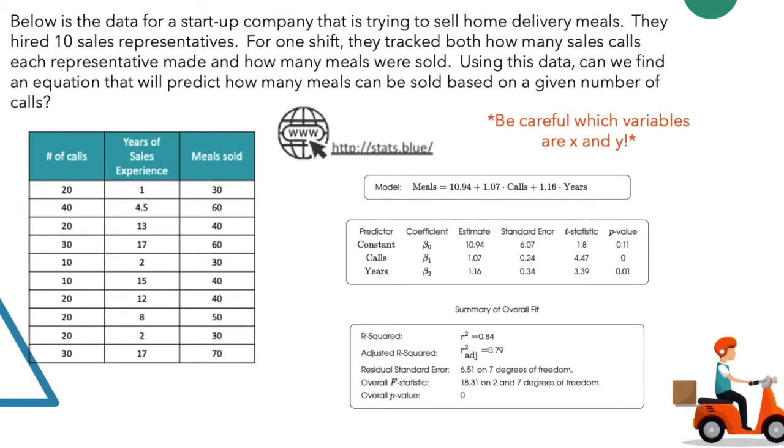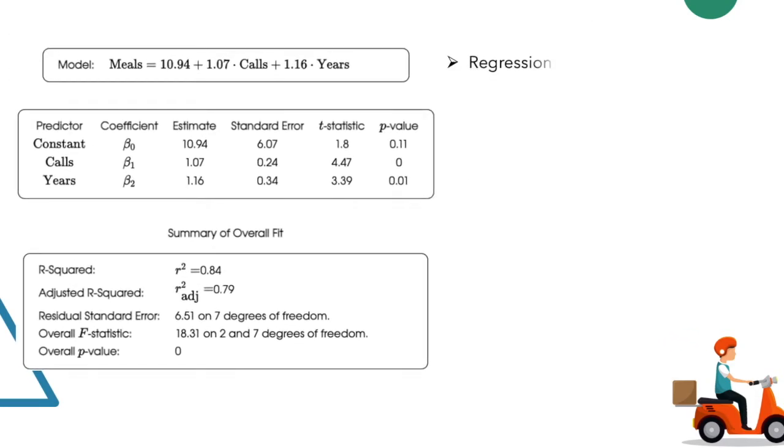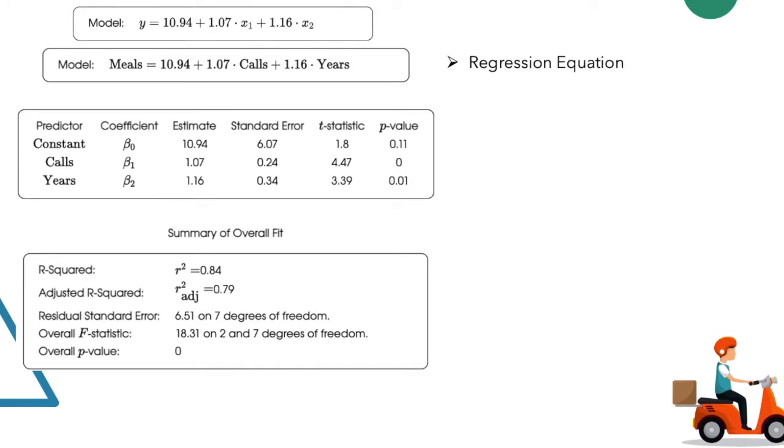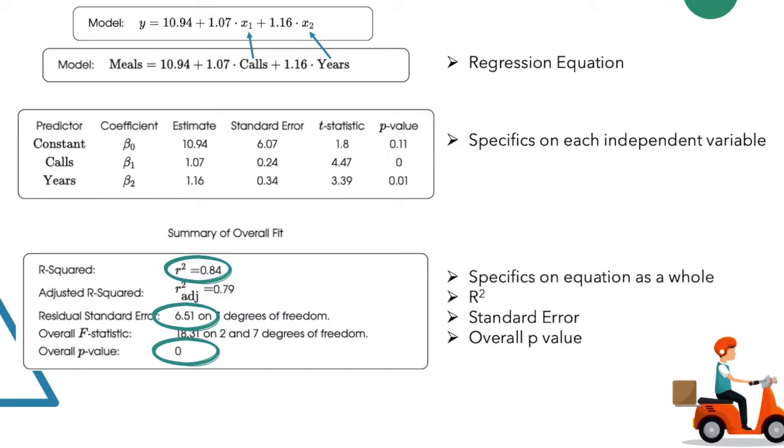So we plugged all our values in, and here's what we came up with. So let me break this down for you. At the very top is our regression equation. If you want a more general form of that, it would look like this, where calls is x1 and years is x2. This next section is the specifics on each independent variable, and the bottom section is specifics on the equation as a whole. And here you'll see your R-squared, and your standard error, and also an overall p-value.